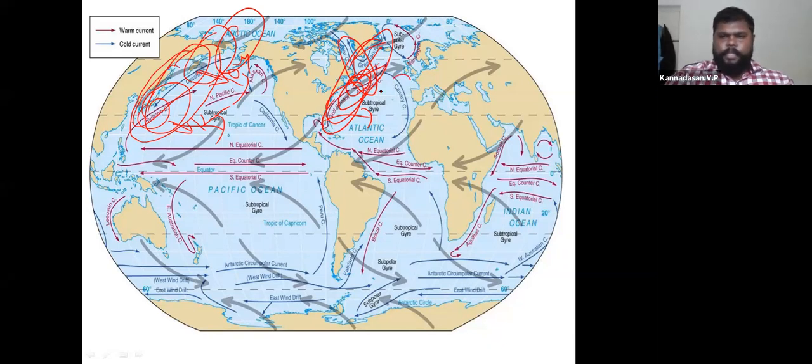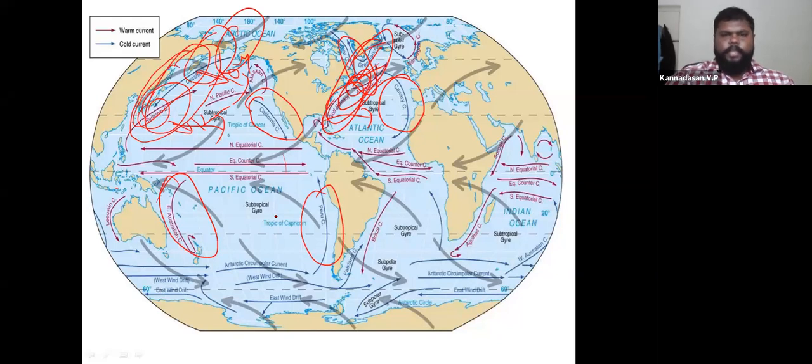Okay. So you already know about Labrador and Gulf Stream. Then there is the Canary current. Then there is the Peru cold current. Then the Australian hot current. So you have to memorize all these warm and cold ocean currents. Then there is the Californian warm current. Sorry, the Californian cold current.